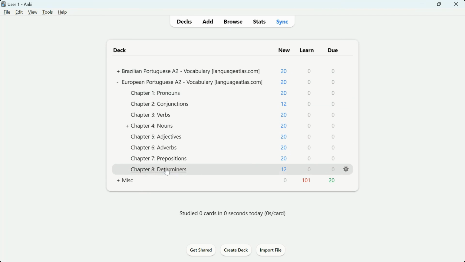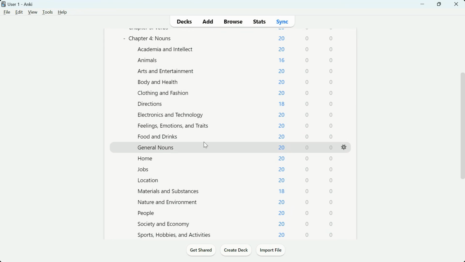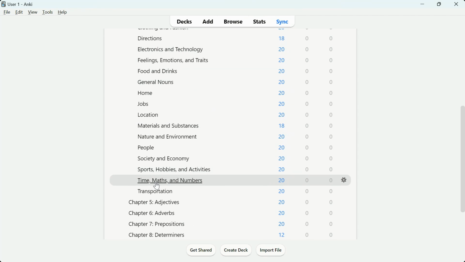You can see that there are 8 chapters: pronouns, conjunctions, verbs, nouns, adjectives, adverbs, prepositions, and determiners. Now, if you go to chapter 4 nouns and click on this little plus icon in front of it, we can see that there are subdecks inside of it, 20 to be precise. They range from academia, intellect, and animals all the way to time, maths, and numbers, and transportation.